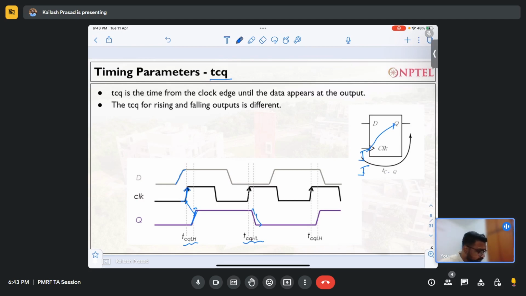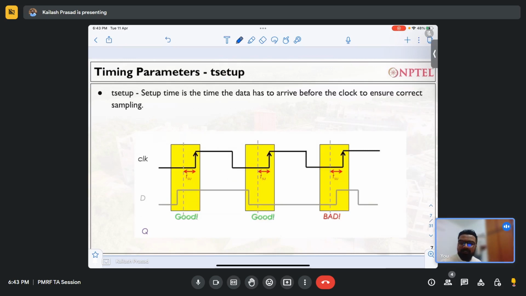Now the second thing is what we call setup time. Setup time is the time the data has to arrive before the clock to ensure correct sampling. We will see the reason behind the setup time in a coming slide, but to understand the setup time I have a couple of examples. If this is the clock, and this is the setup time, the data has to change before that. It cannot change in this setup window. So this is good design. Again, for this particular clock edge, the data is changing over here, before the setup time, so this is also good.